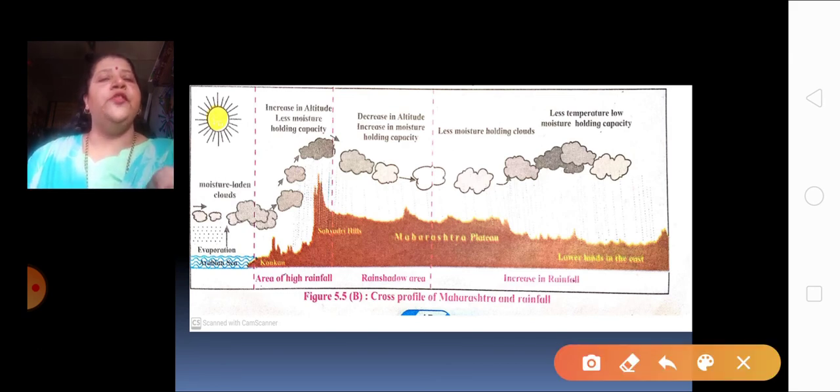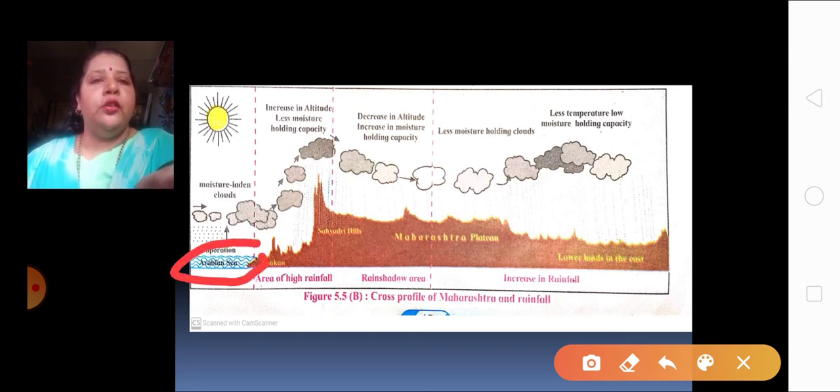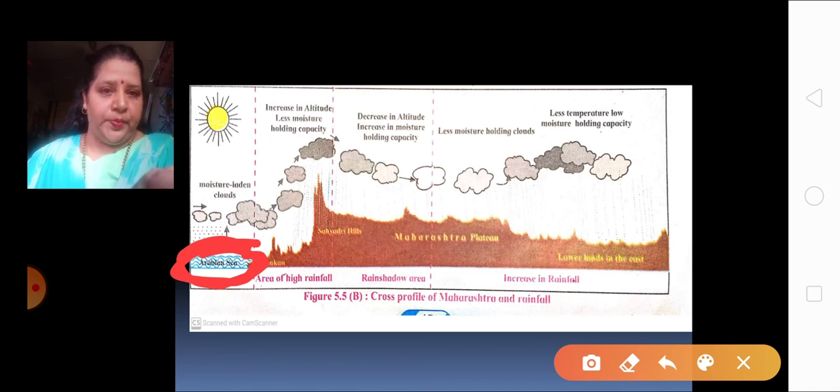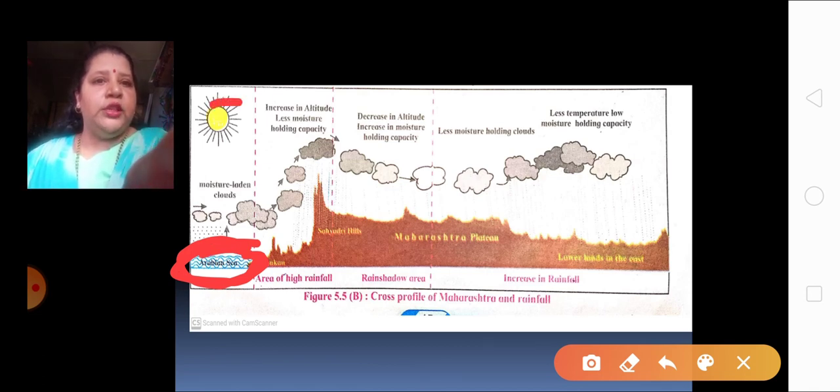Now children, if you see in this picture over here, you can see this water body. Just as we have learnt about orographic rainfall, you can see this water body, that is the Arabian Sea. Because of the sun, evaporation is taking place. You can see these dots here. These show the evaporation. Then condensation takes place here.